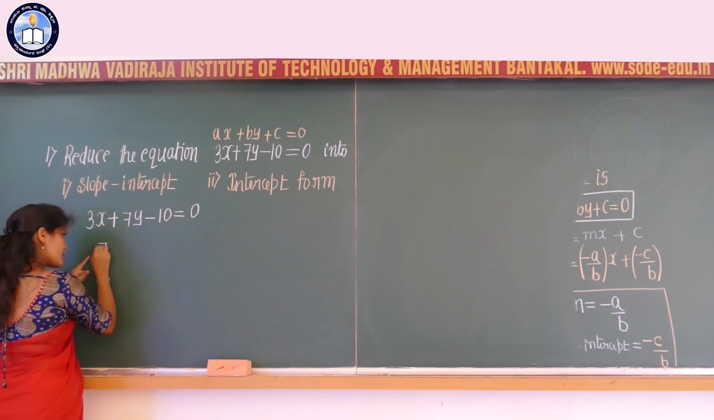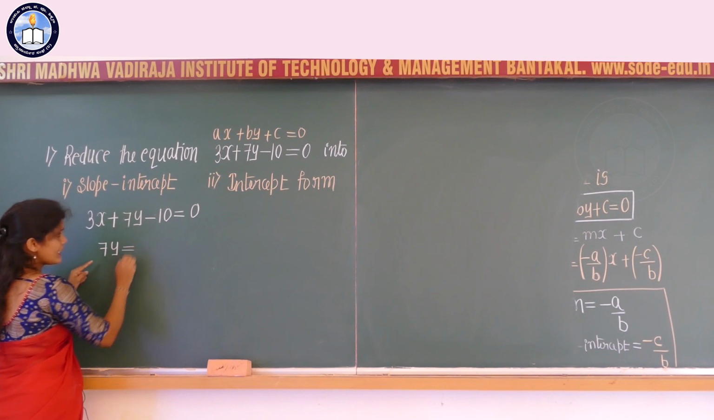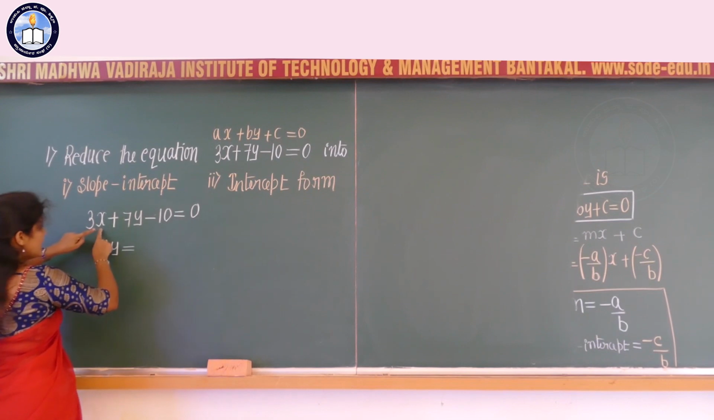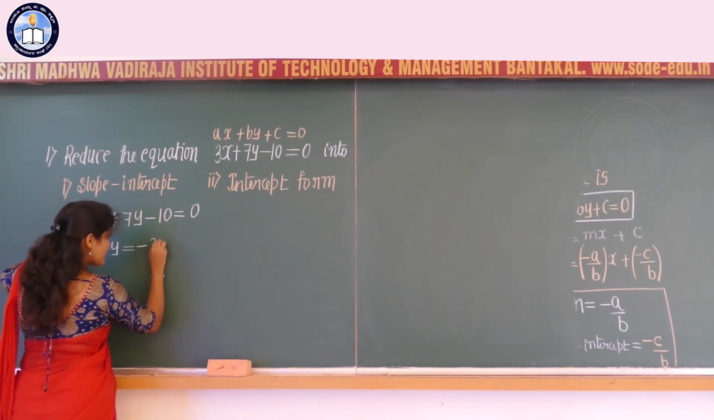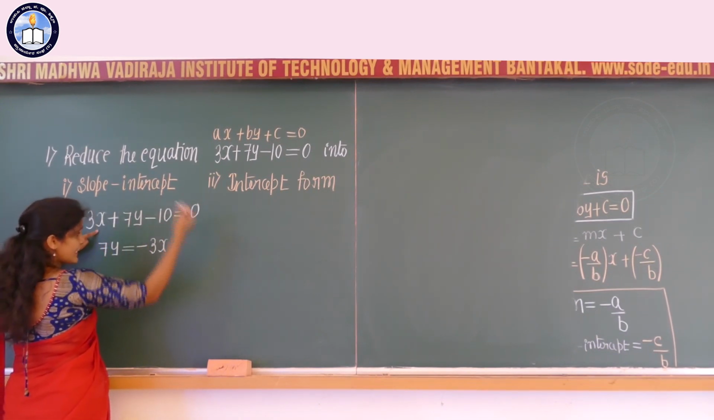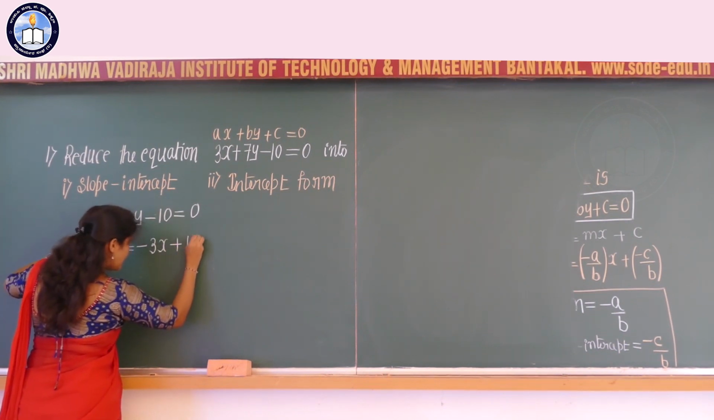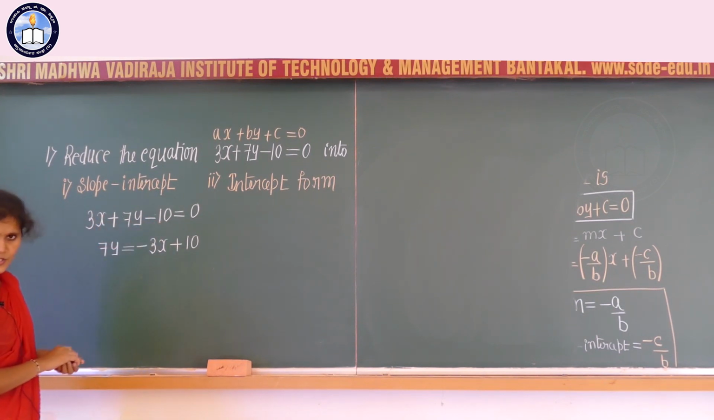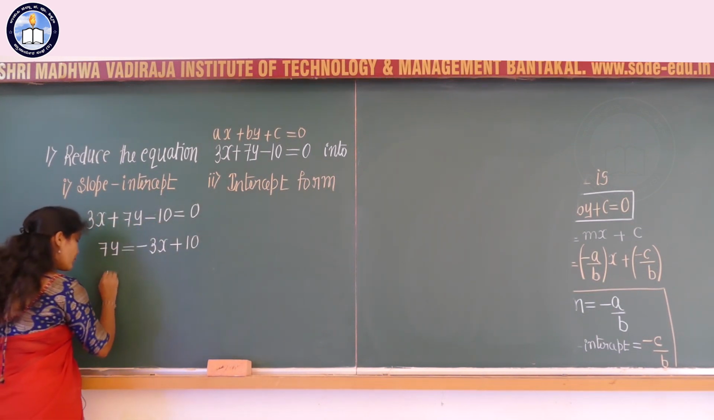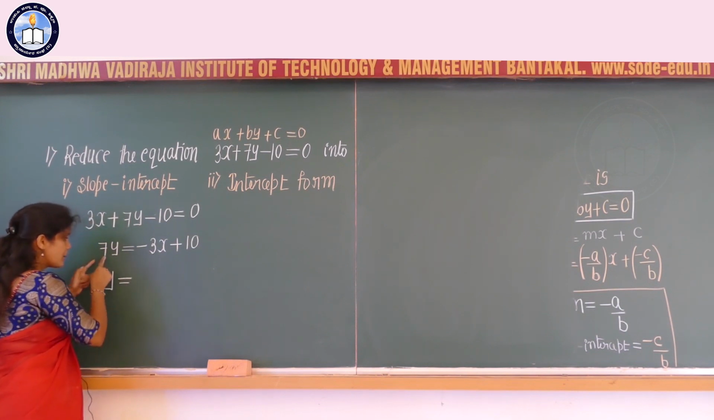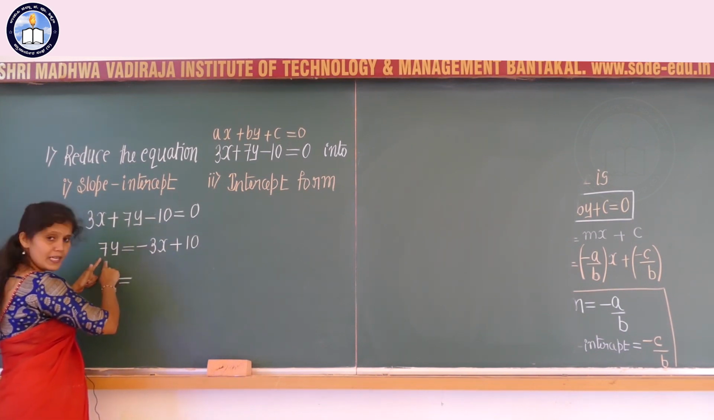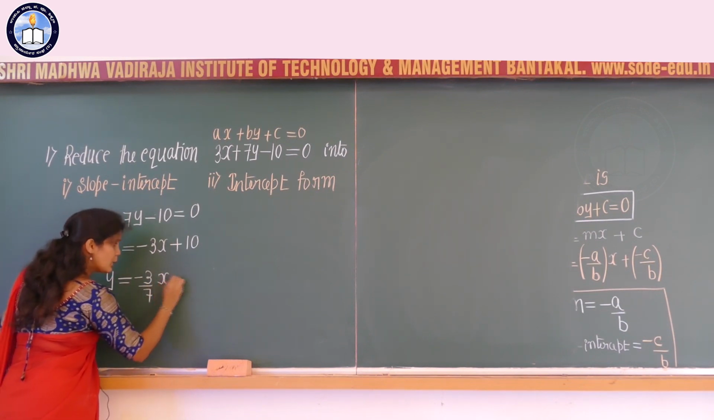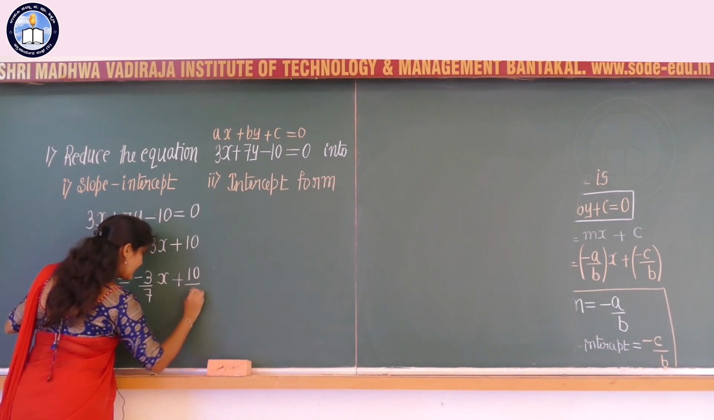I'll write expression for y. 7 into y is equal to, taking the other two terms to the right hand side, that is minus 3x, and minus 10 to the right hand side, that is plus 10. 7y is equal to minus 3x plus 10. Clear? So next y is equal to, how to write y? Dividing throughout the equation by 7, that gives minus 3 divided by 7 into x plus 10 divided by 7.